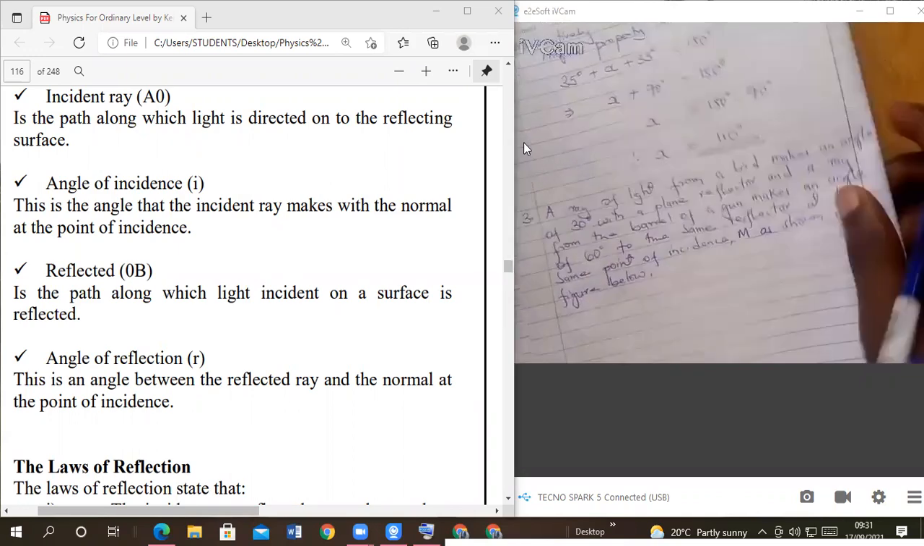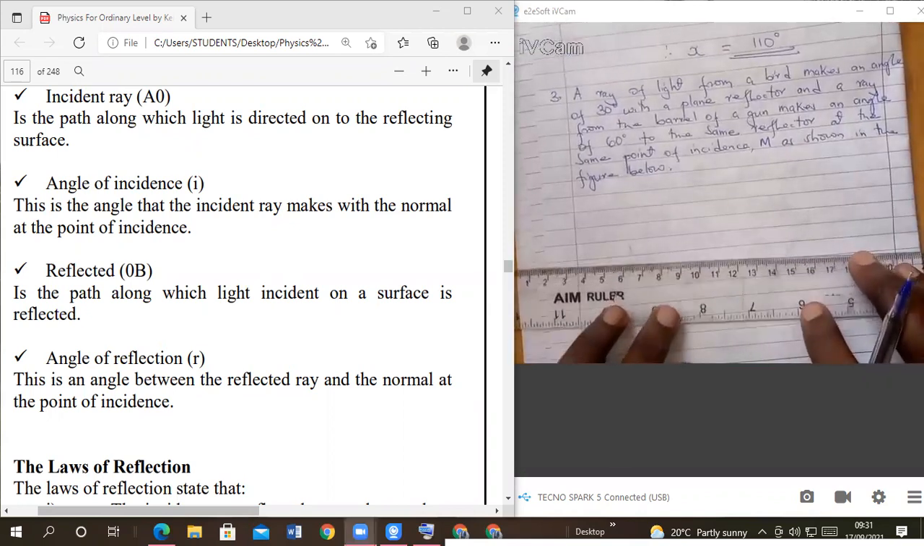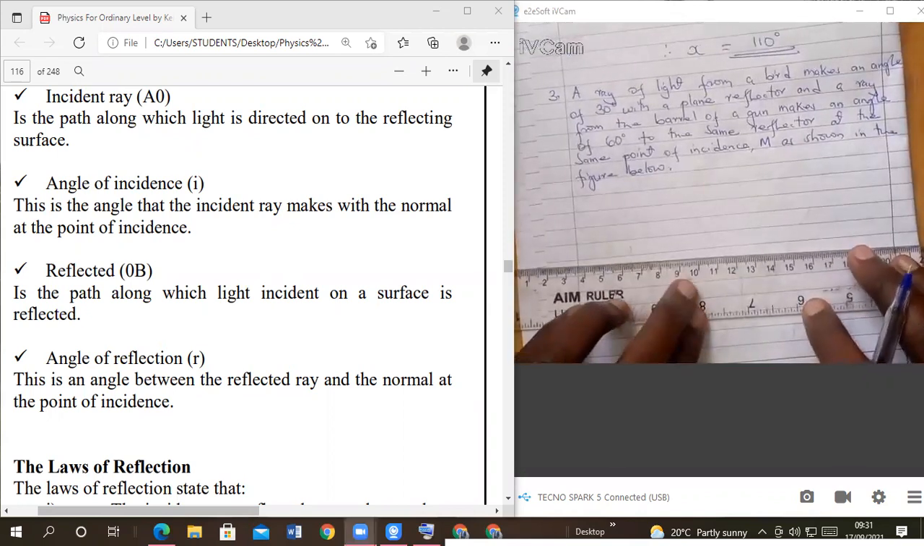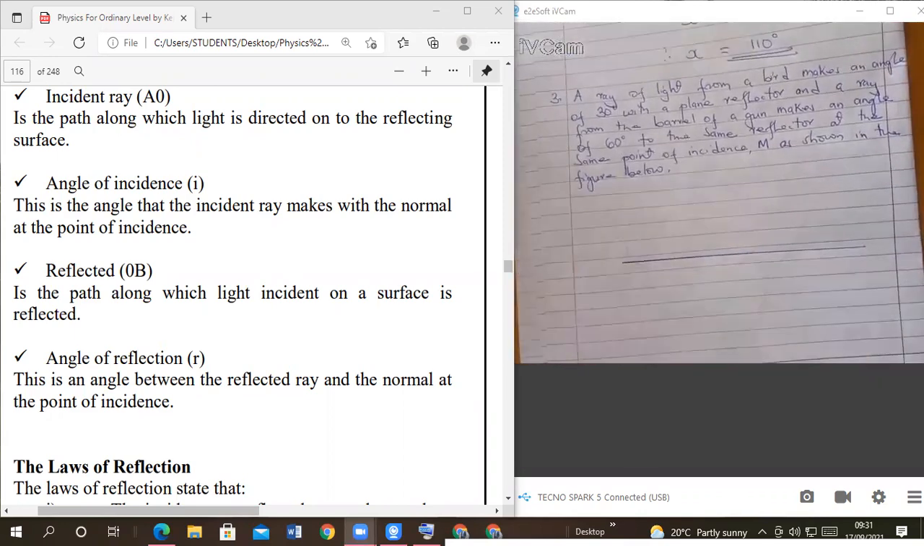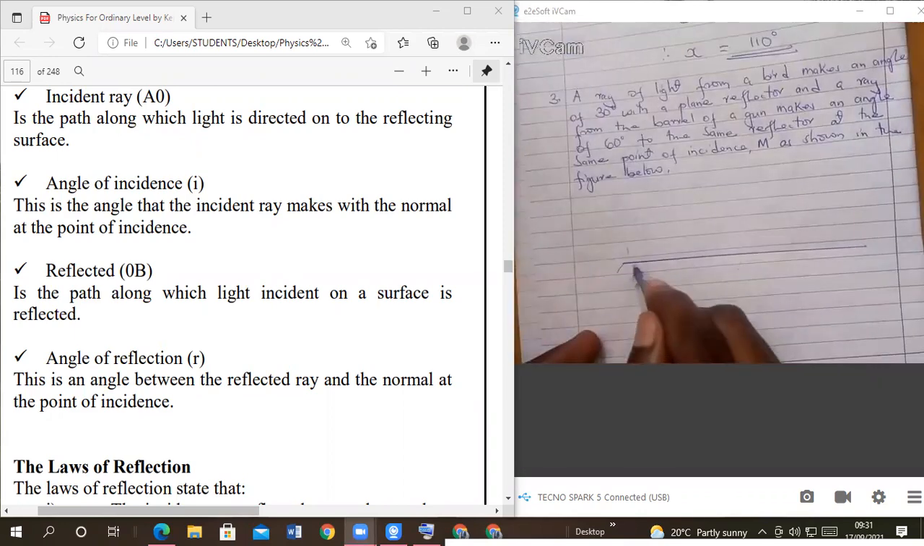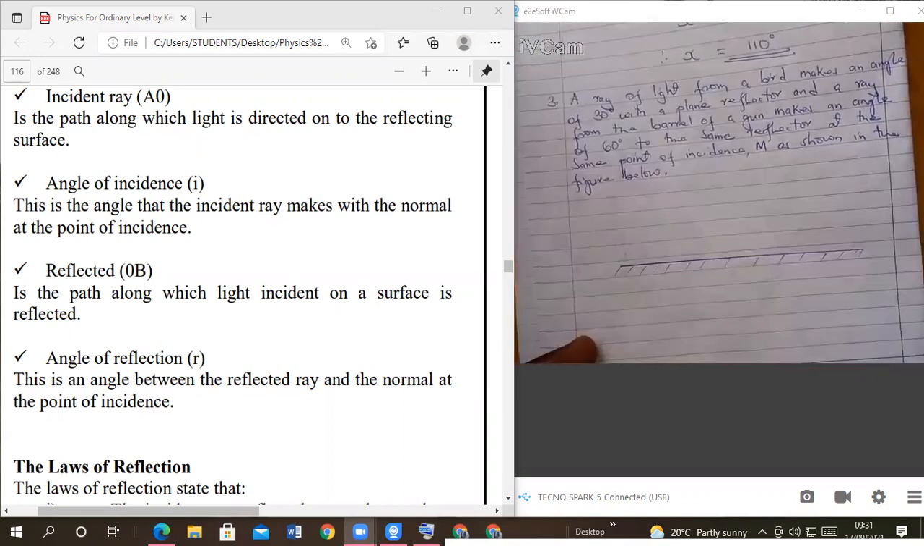So let's draw the figure. Let's draw it. So this is our reflecting surface.